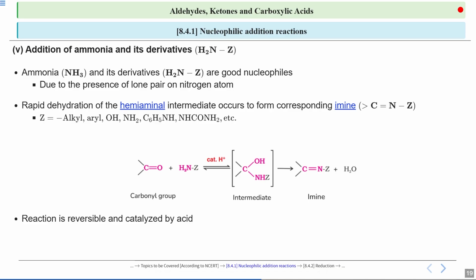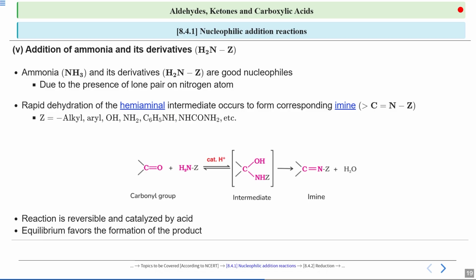Now, it is important to note that this reaction is reversible and it is typically catalyzed by an acid. The acid basically helps you to speed up the reaction. So what is the work of the catalyst? It helps you to speed up the reaction. But despite being reversible, the equilibrium of this reaction tends to favor the formation of the imine product. Because it is reversible, it can go back also, but this reaction tends to favor the formation of imine product.